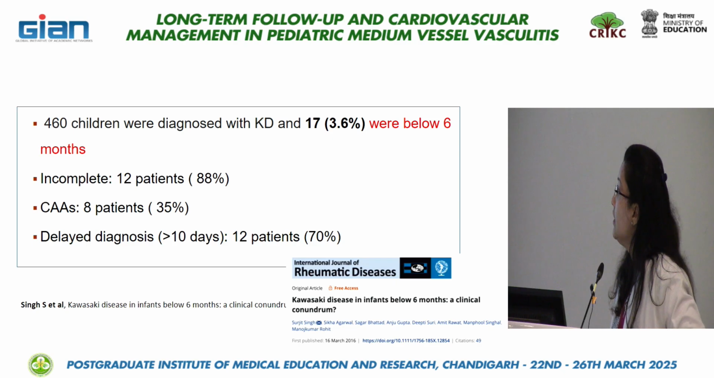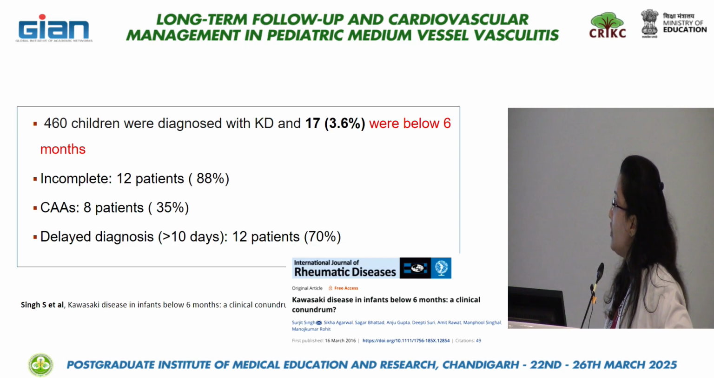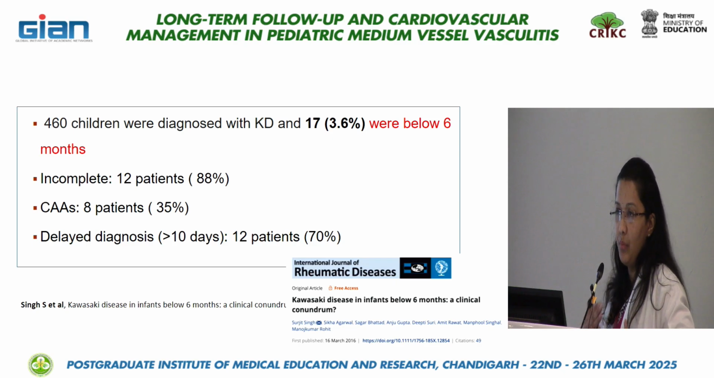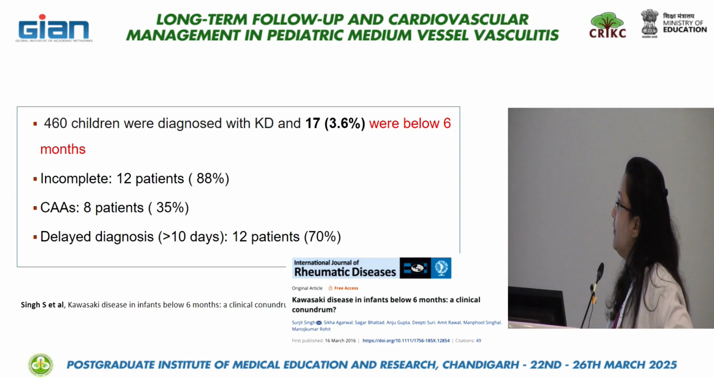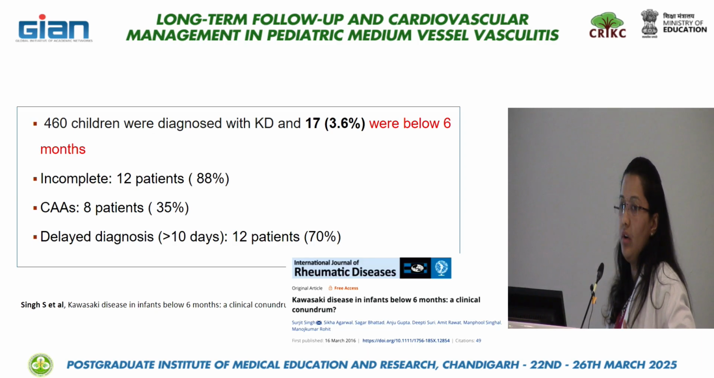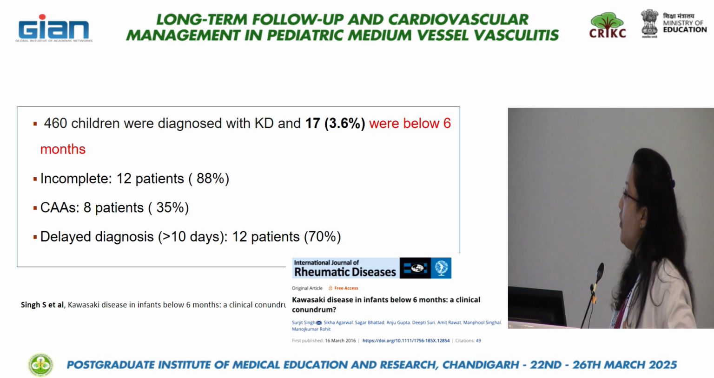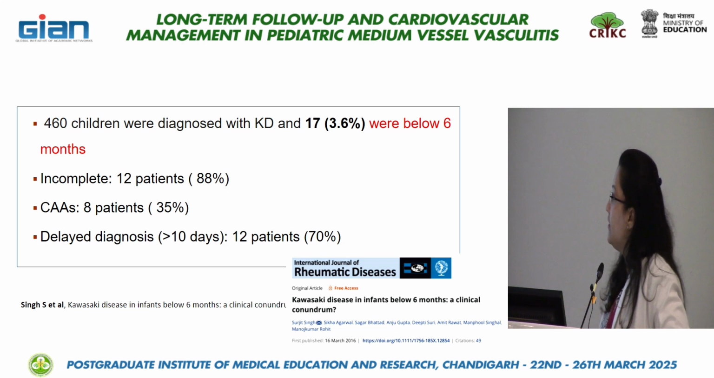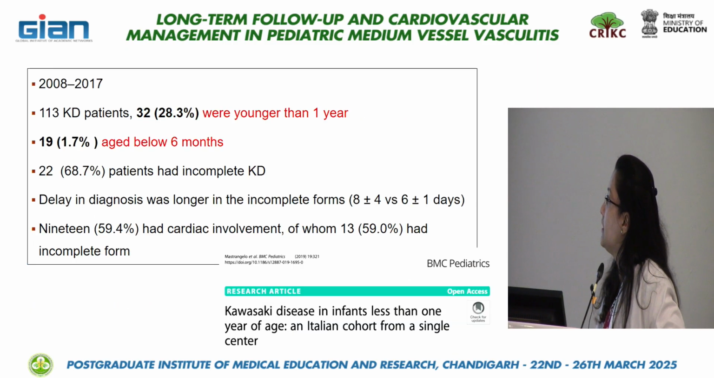which constitutes 70% of our patients. So this shows that possibly a lot of cases of Kawasaki disease are missed because of the incomplete presentation. They may not reach the centers where they can find treatment for this, and also because of this delay, there is a higher risk of coronary artery abnormalities in these kids.